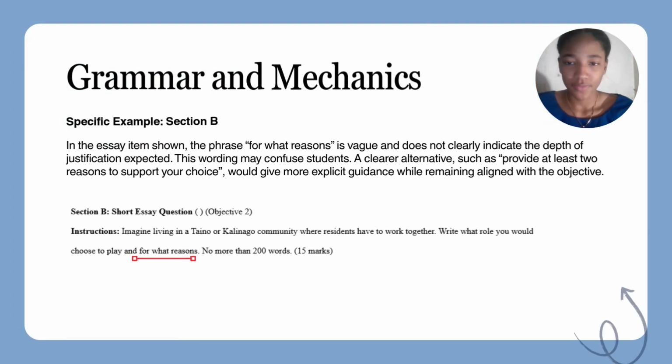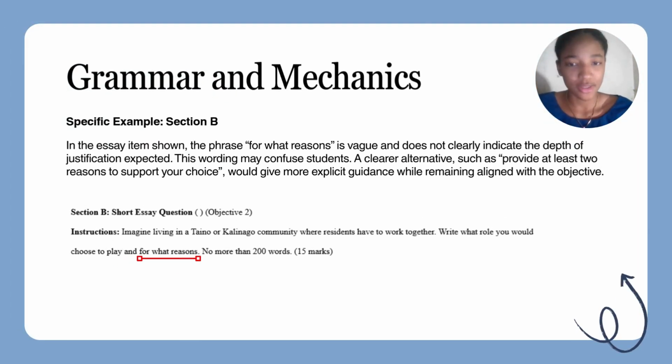In section B, in the short essay item, as shared before, the phrase "for what reasons" is vague. It doesn't clearly indicate the depth of justification expected. This wording may confuse students, so a clear alternative such as "provide at least two reasons to support your choice" would give more explicit guidance while remaining aligned with the objective.